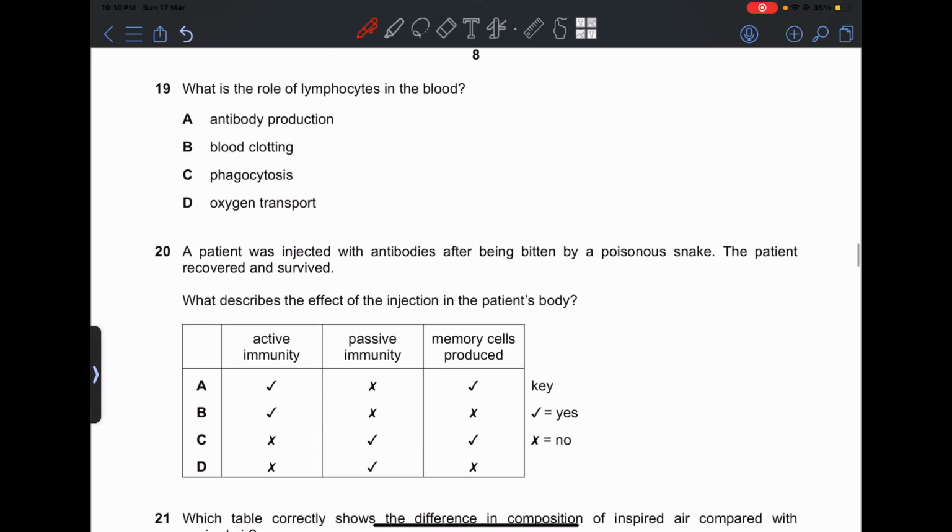19. What is the role of the lymphocytes in the blood? This is actually for antibody production. The lymphocytes are used by the body for antibody production so that your body can protect you against diseases.